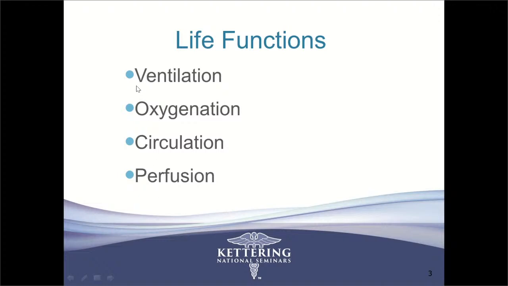So basically, the first thing we want to fix as far as a patient problem is any problems with ventilation. We want to identify those and fix them. Then after ventilation, we want to identify any oxygenation problems and fix those. Then we want to identify any circulation problems and fix those. And then we want to identify any perfusion problems. Those are the 4 life functions.